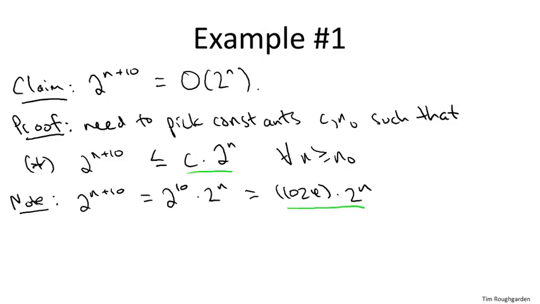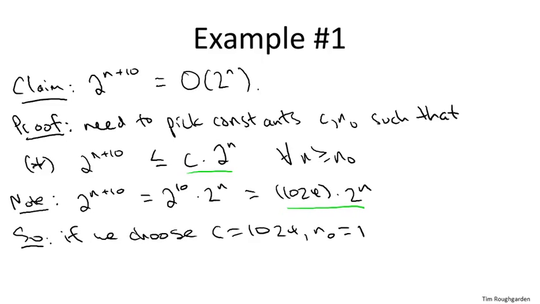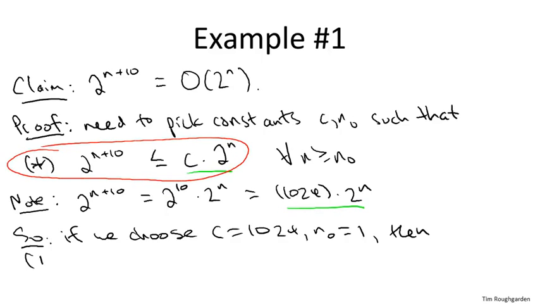So if you look at where we are so far and where we want to get to, it seems like we should be choosing our constant c to be 1024. So if we choose c to be 1024, and we don't have to be clever with n naught, we can just set that equal to 1, then indeed star holds, so the desired inequality. And remember, to prove that one function is big O of another, all you got to do is come up with one pair of constants that works. And we've just reverse engineered it, just choosing the constant c to be 1024 and n naught to be 1 works. So this proves that 2 to the n plus 10 is big O of 2 to the n.